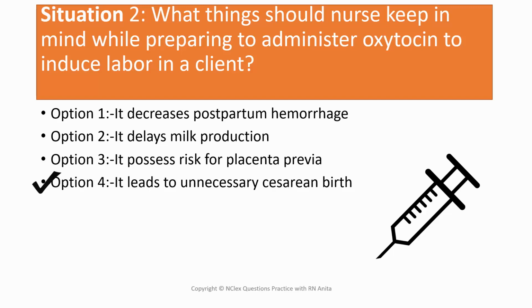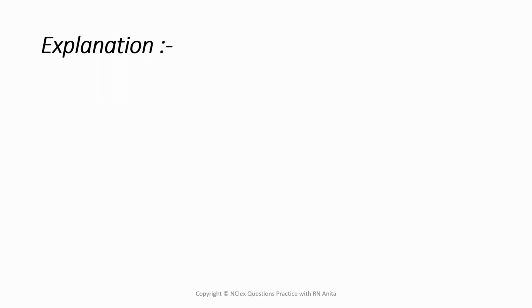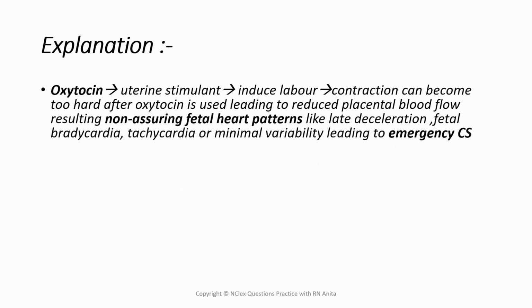So here option 4 is the correct answer. It leads to unnecessary cesarean birth. So why is this option correct? Now I'll be explaining it along with the other options. So oxytocin is the drug that is used to induce labor because it stimulates the uterus and increases uterine contraction and it helps in labor. So it is used to induce the labor.